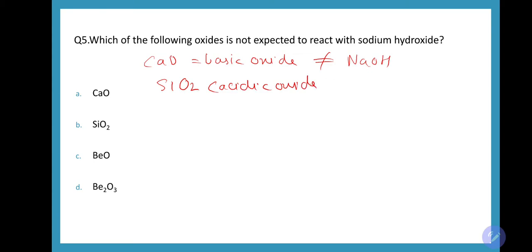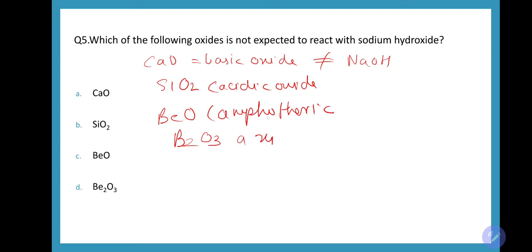So it will react with it. And beryllium oxide is amphoteric in nature. And B2O3 is basically an acidic oxide. So these all react with the sodium hydroxide, but as CaO is a basic oxide, it will not react with NaOH. So the correct answer is calcium oxide. Okay, clear? Now let's go to the next question.